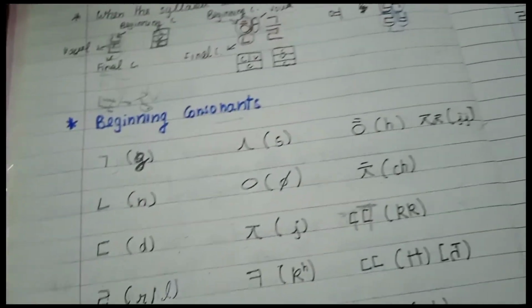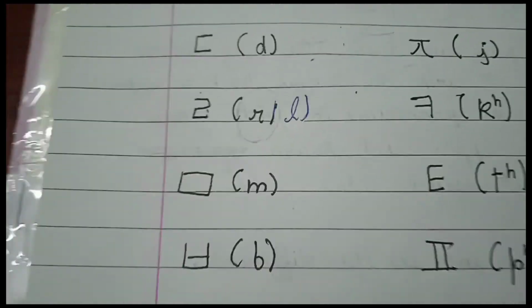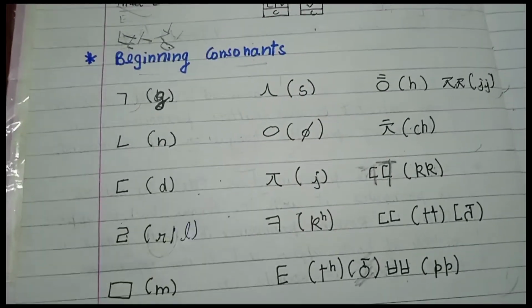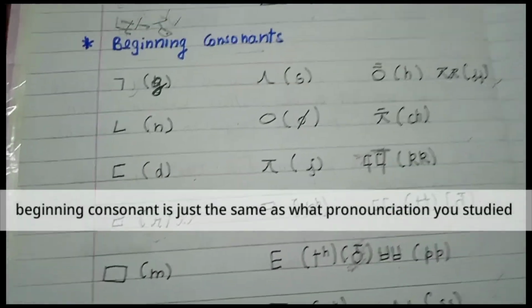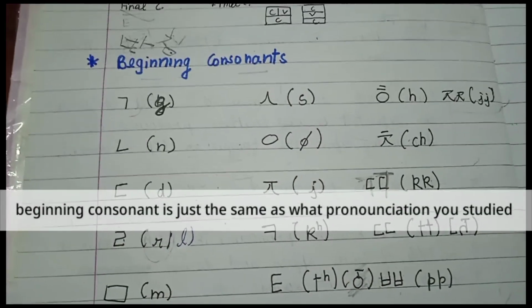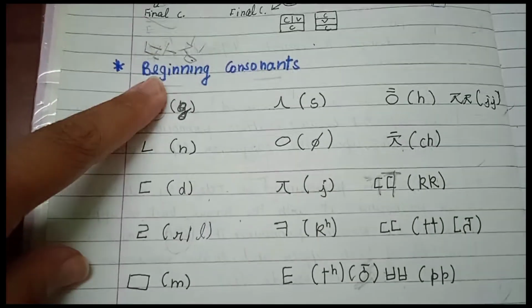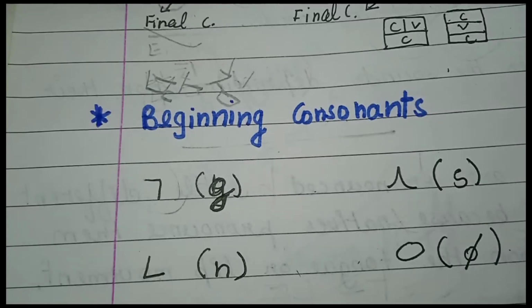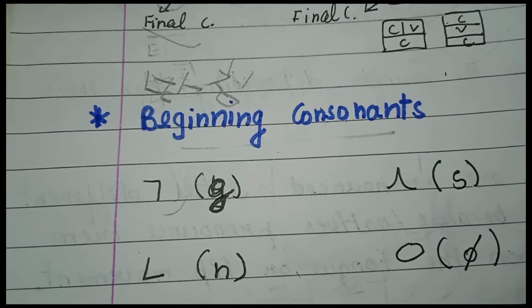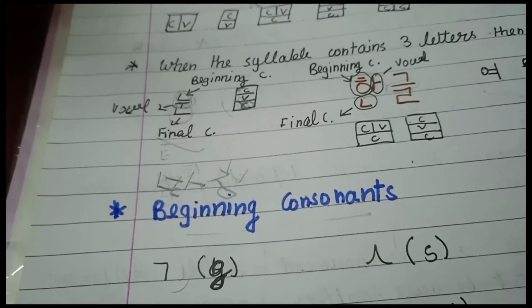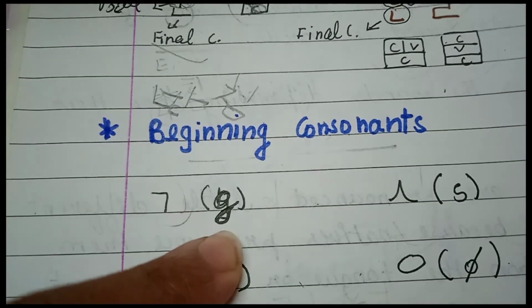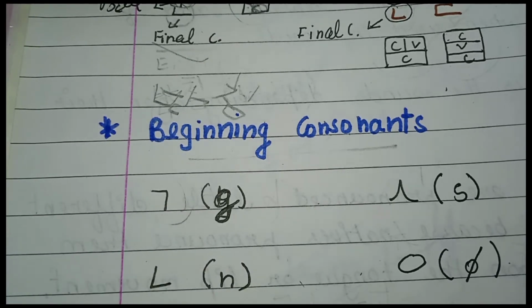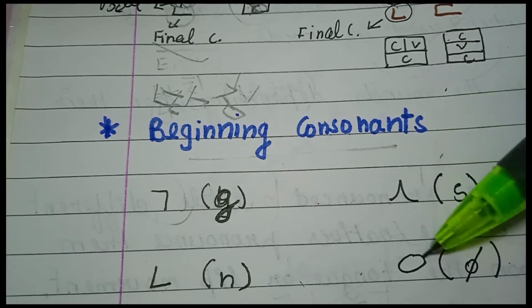Let's study the beginning consonant. At the beginning consonant placement, when you put any consonant there, how does the pronunciation go? The beginning consonant is just the same as the pronunciation you learned. Like you learned giyeok is g and nieun is n. They have the same pronunciation as beginning consonants, so there are not many changes. You don't need to worry about the beginning consonants. They are way simpler, but final consonants are a little confusing, so you just need to put a little effort into understanding them.